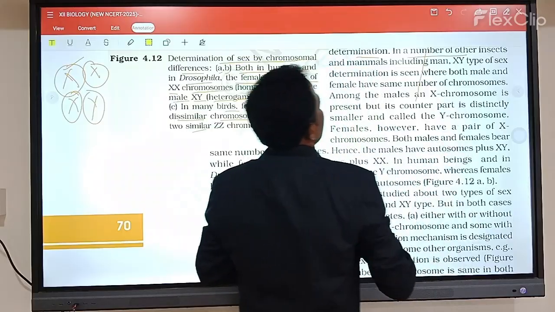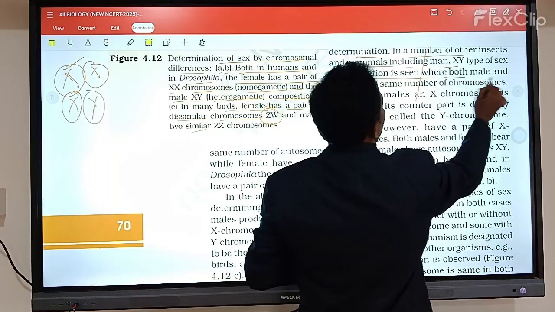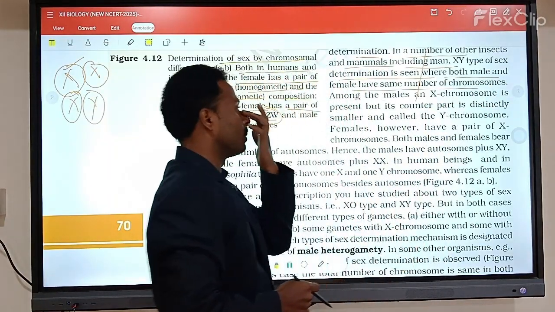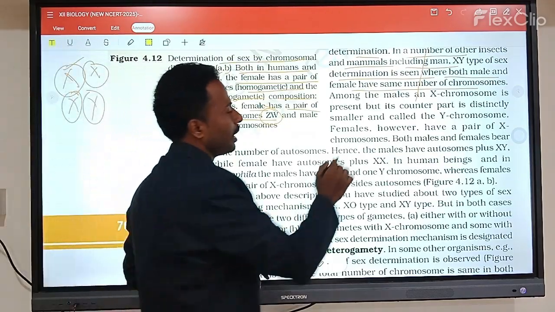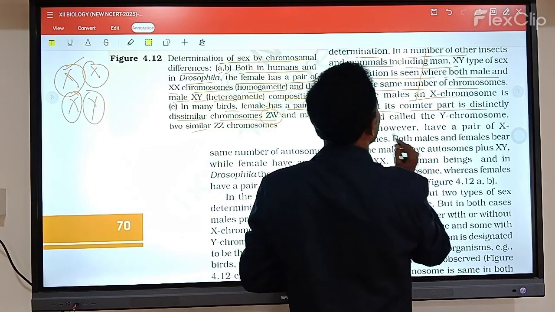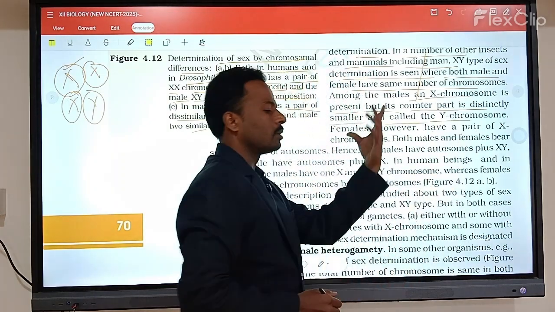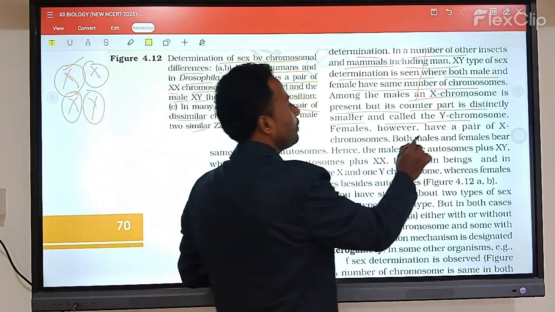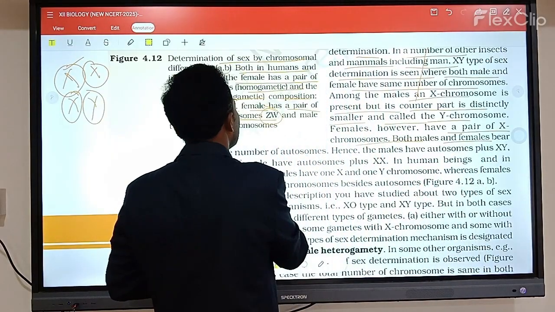In a number of other insects and mammals, an XY type of sex determination is seen, where both male and female have the same number of chromosomes. In some insects we notice XY chromosomes and XX chromosomes. In the male the X chromosome is present, but its counterpart is distinctly smaller, and is called the Y chromosome. That smaller one is present in males, and females have a pair of X chromosomes.